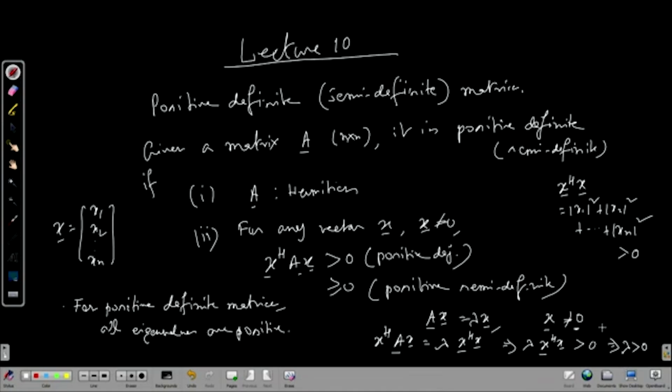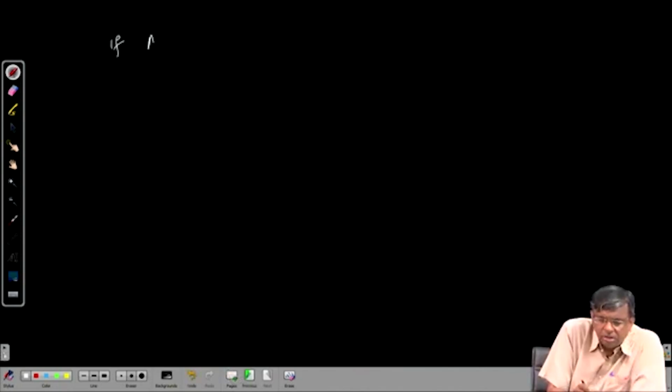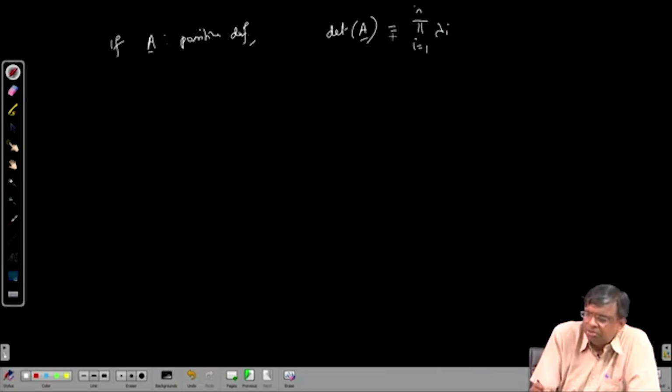So, if A is positive definite, that means A is Hermitian. In that case, we have said determinant of A for a Hermitian matrix is a product of the eigenvalues, and if every eigenvalue is greater than 0, so this product is greater than 0. Therefore, determinant is non-zero, therefore, the matrix is invertible.